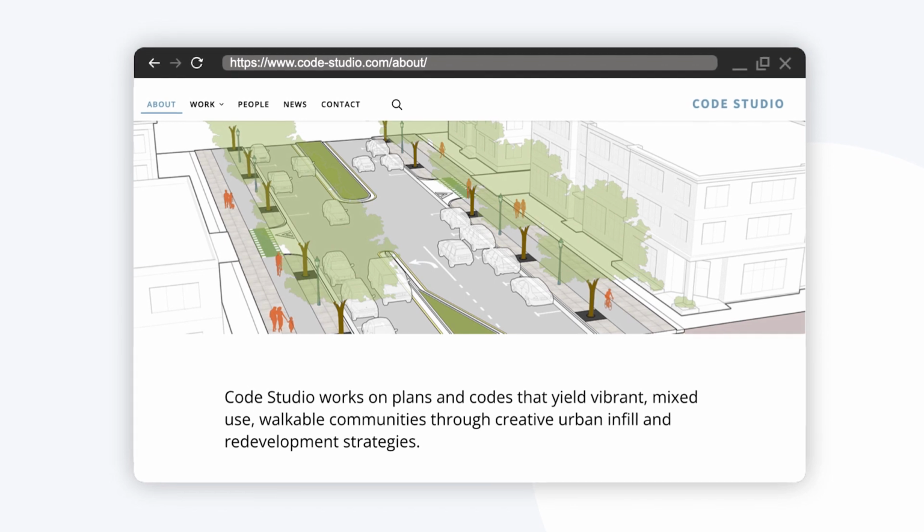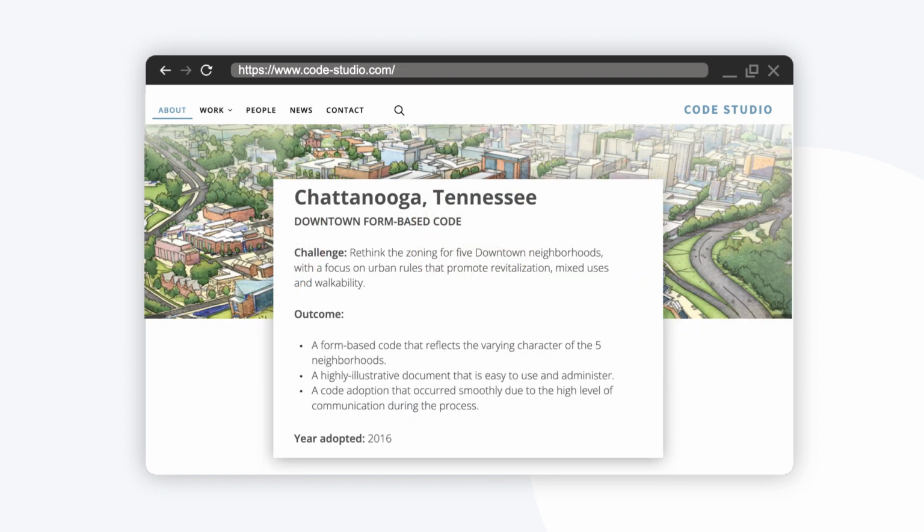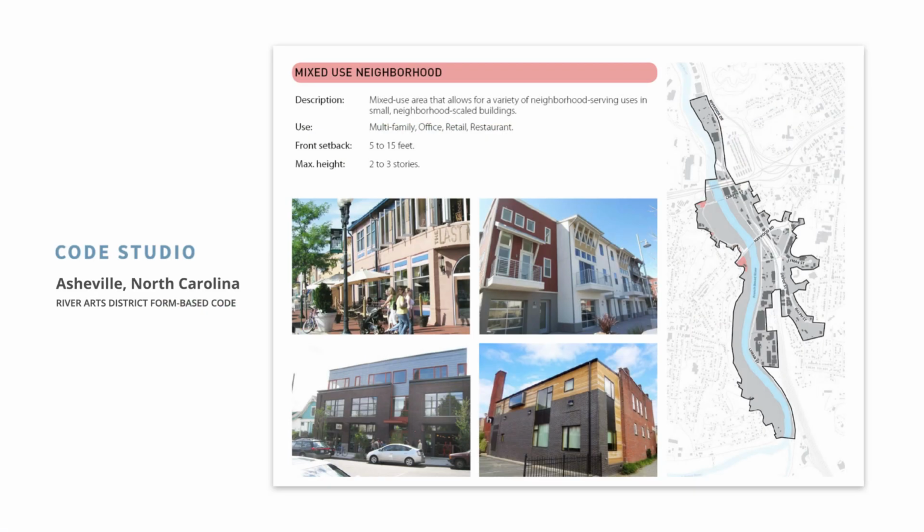We were founded in 2006, and part of our approach to zoning and regulation is thinking about right-sizing these zoning codes and regulations. So really giving a sense of these regulations and approaching these specific places. So our plans and codes yield vibrant, mixed-use, walkable communities. And the way that we think about that is by allowing the types of developments that we're going to be talking about in this course.